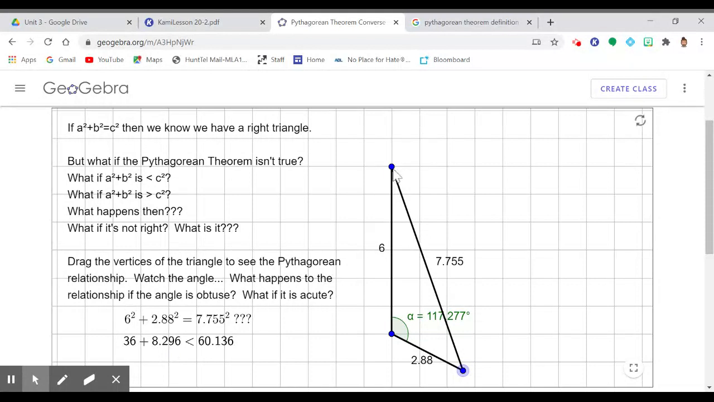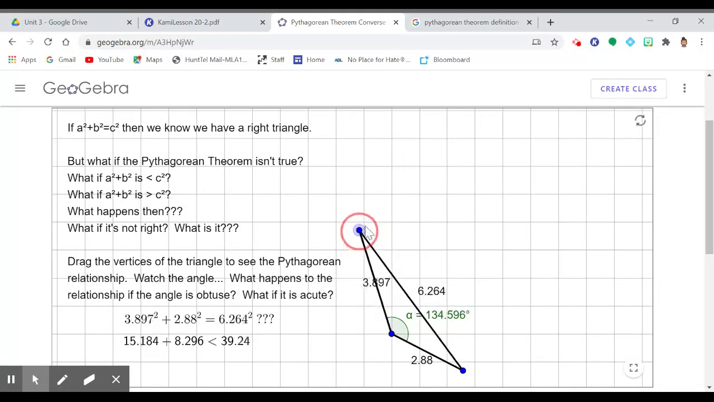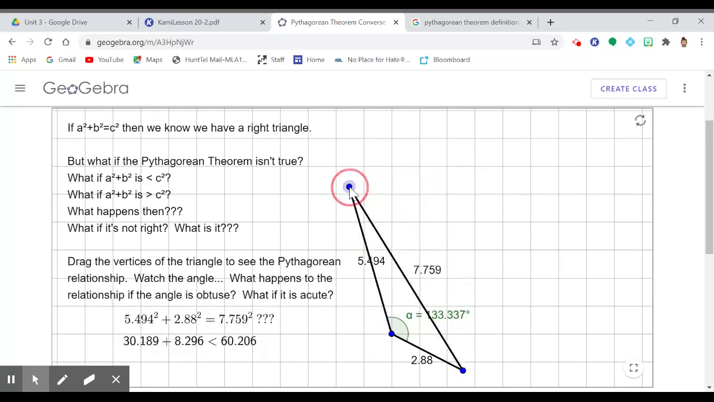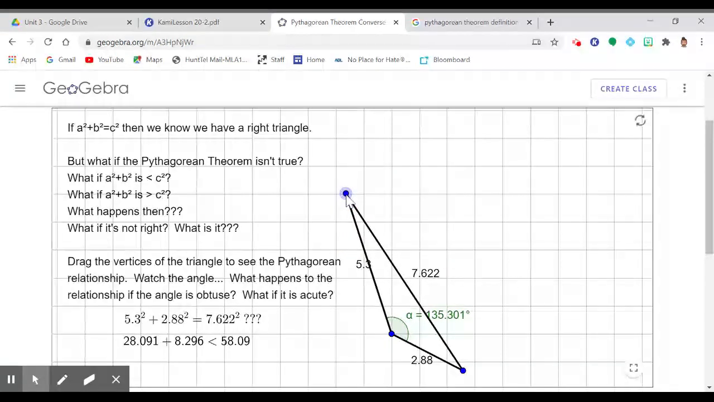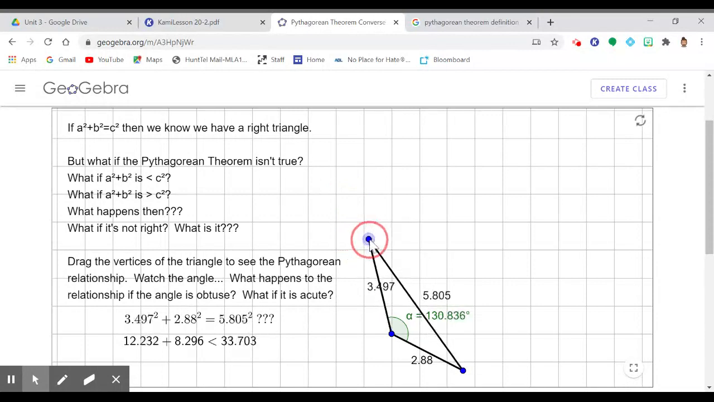So I'll actually manipulate this side as well. Maybe I have some unbelievers watching this. So let's make sure we keep it an obtuse angle. I just changed this shorter leg. It was 6 here, and I just altered that distance to 3.479. And we see that same relationship: the squares of the two legs added together are still less than the hypotenuse squared. So it's a pretty safe bet.